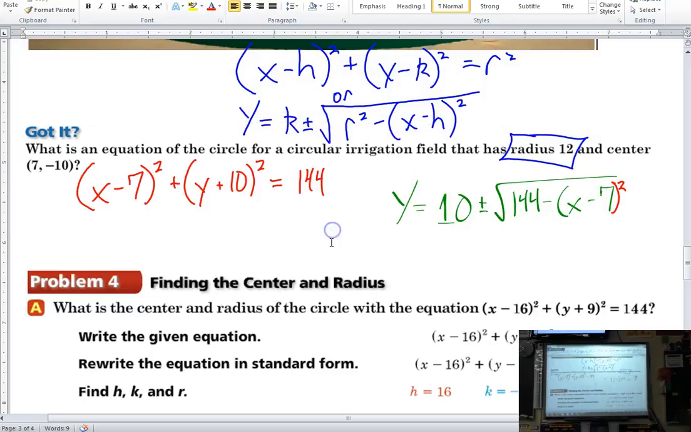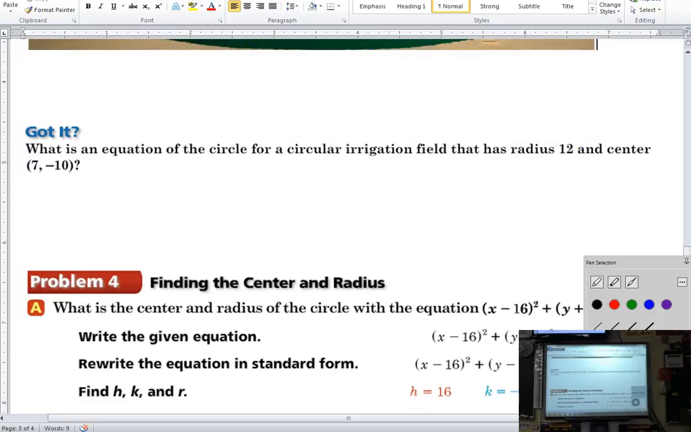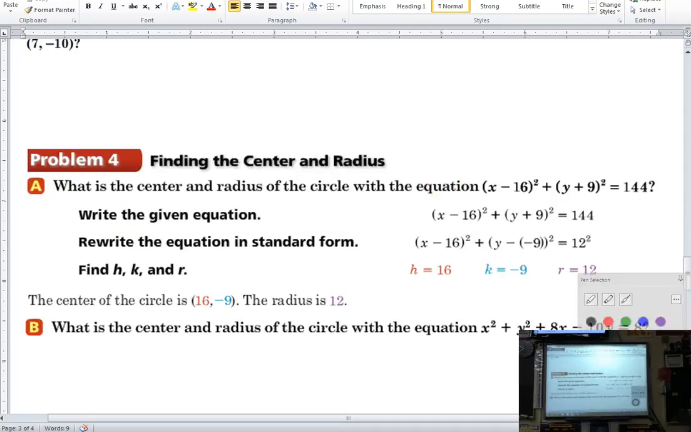Alright, continuing onward. If we need to find information when given equations or information about this.